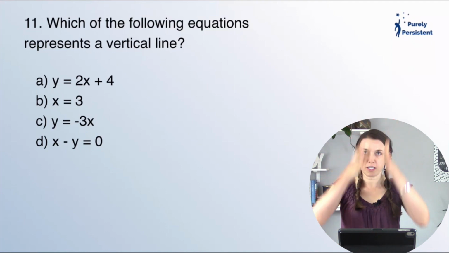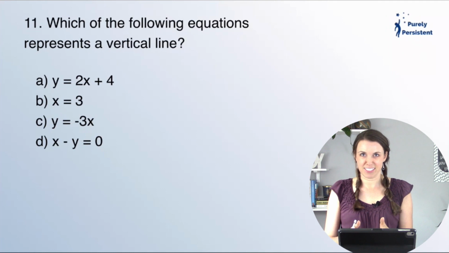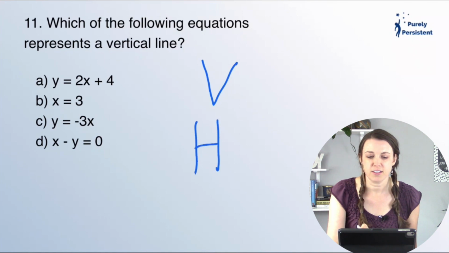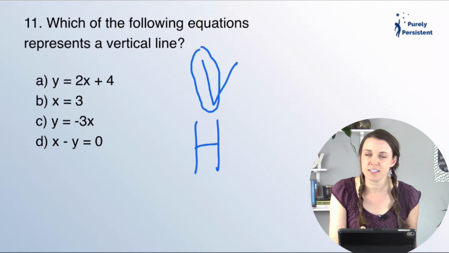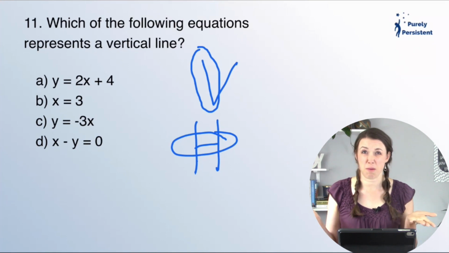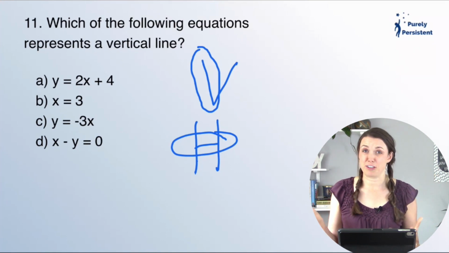Which of the following equations represents a vertical line? Okay, so vertical is like straight up and down, right? I like to think about that. There's V and there's H, right? The V is kind of up and down, but the H is always going to be sideways. So that's how I remember horizontal and vertical.